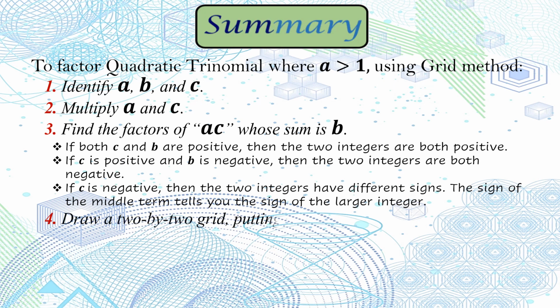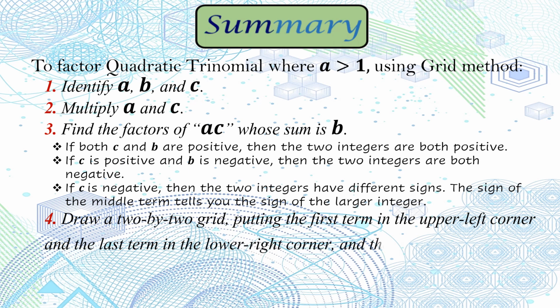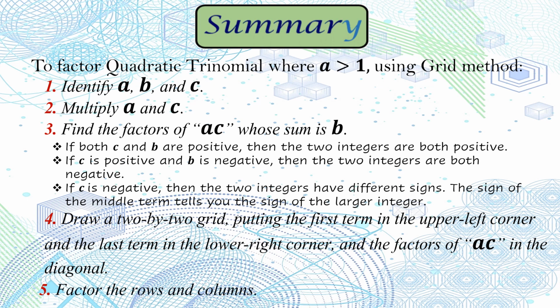Fourth, draw a 2 by 2 grid, putting the first term in the upper left-hand corner and the last term in the lower right-hand corner. Then the factors of AC in the diagonal. Fifth, factor the rows and columns.